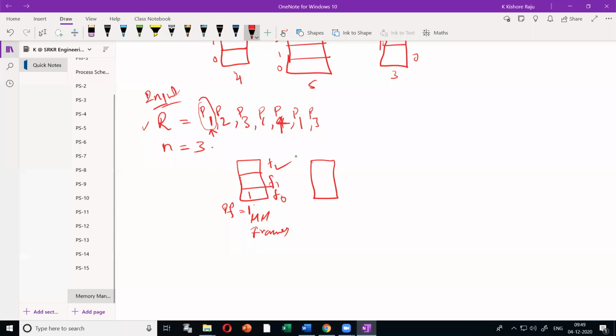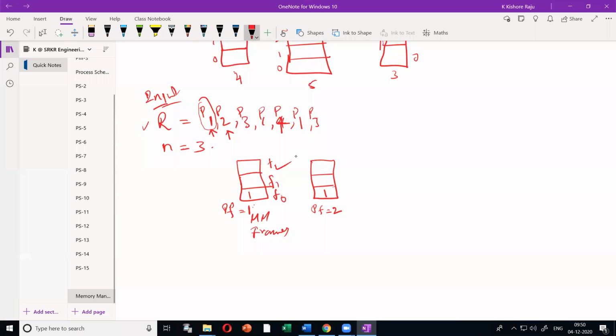Now next I will go for P2. Is P2 available in the frames? Again, what happens? Page fault will be raised. Already 1, now 2, the second page fault. Then 1 is already there in the frame.